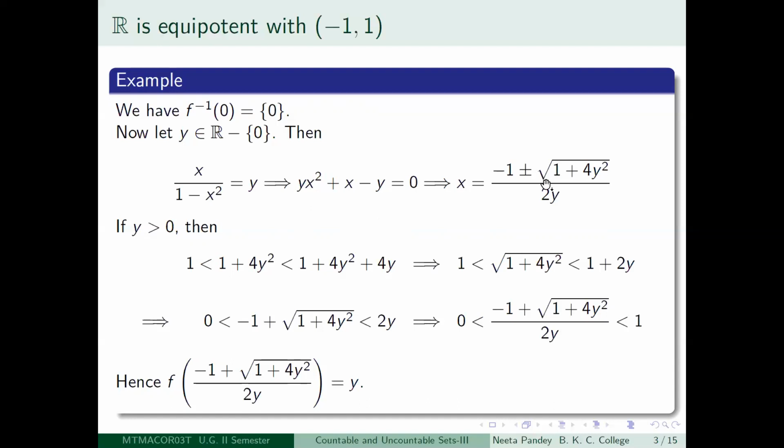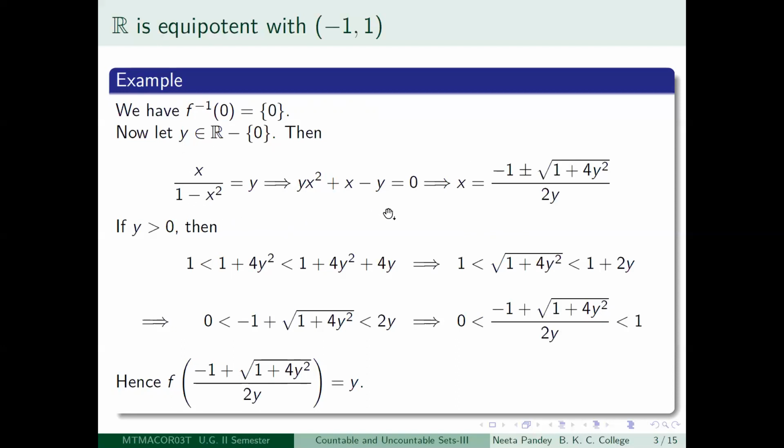So you get minus 1 plus or minus square root of 1 plus 4y squared in the numerator, divided by 2a. So the denominator is 2y. Okay. So x will take these two values, and these two values are real because you are looking at the square root of a positive number. Now, this is not sufficient for your proof, because what you have justified is that you will get two real numbers which will map to y if you want this equation to be true.